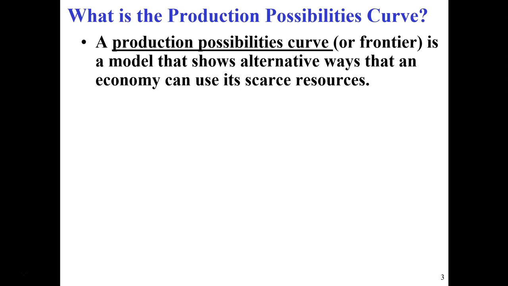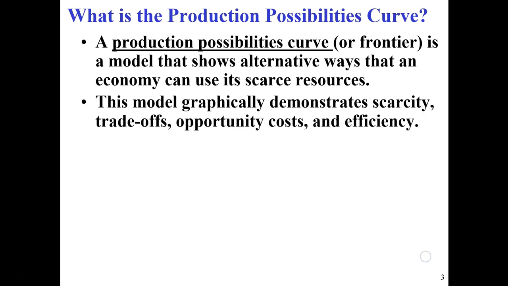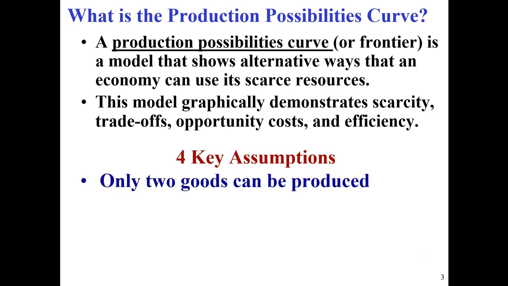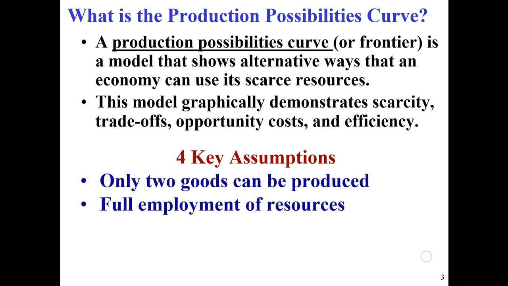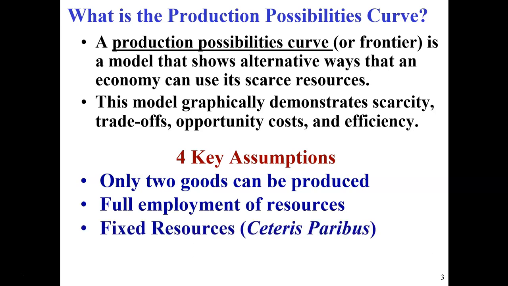So what is the production possibility curve? It's a model that shows alternative ways that an economy can use its scarce resources. This model graphically demonstrates scarcity, trade-offs, opportunity costs, and efficiency. There are four key assumptions: only two goods can be produced, full employment of resources, fixed resources, referred to as ceteris paribus, and fixed technology.